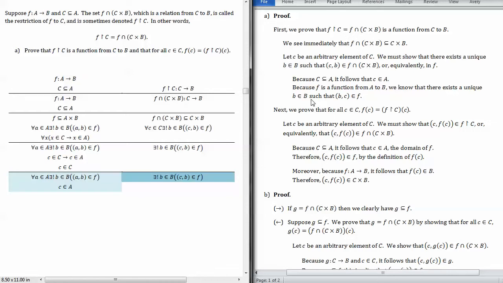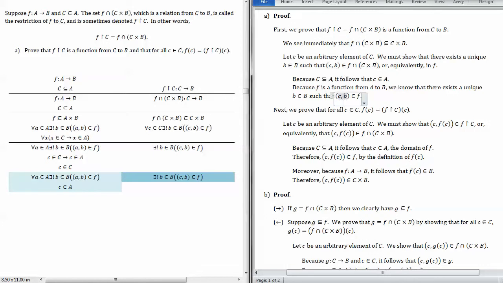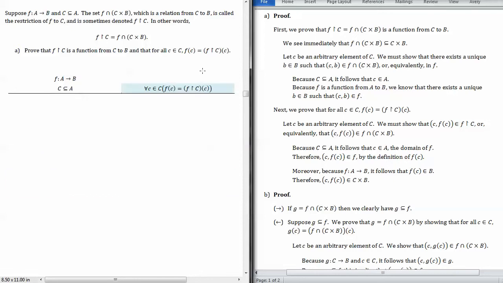So in my proof, I have written, well, because C is a subset of A, it follows that c is in A. And then because f is a function from A to B, which is where this statement came from, we know there does exist a unique b in B such that, well, that's a typo, isn't it? Such that (c, b), let me fix that, (c, b) is in f, okay? Excellent. So there we go. Okay. All right. So that takes care of the first part, proving that it's a function.